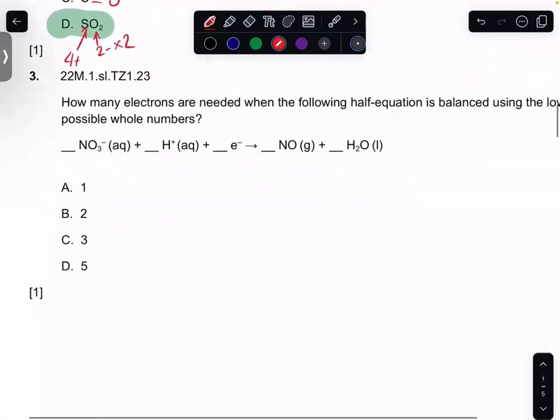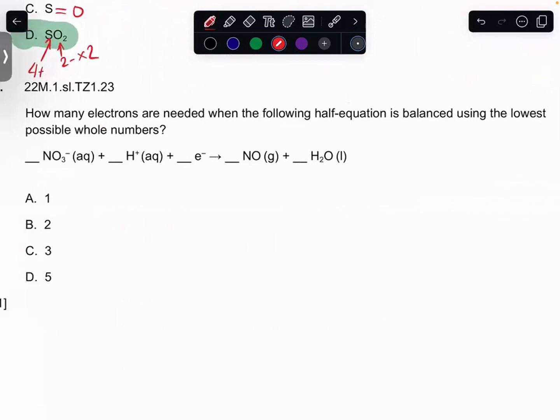All right, how many electrons are needed when the following half equation is balanced using the lowest possible whole numbers? Well, I'm going to start off with nitrogen and nitrogen. Both have 1, so they're good. Next up is oxygen, 3. So I'm going to go ahead and add 2 oxygens to H2O. So I have a total of 3. Then I'm going to add 4 hydrogens to balance that out. When I look at this, the overall charge is 4 plus 1 minus. So that's going to be equaling 3 plus. Our product side has no charge. So we're going to add 3 electrons to balance it out. C.